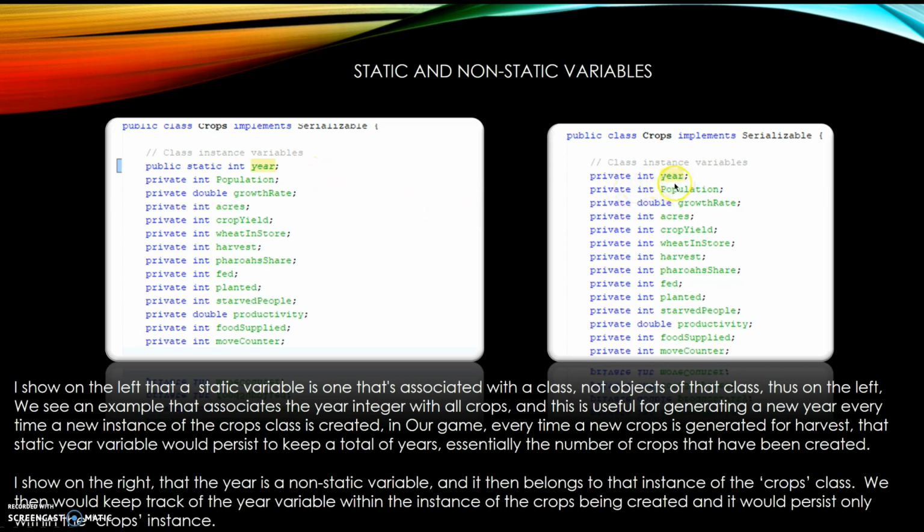On the right, we have a private int year that belongs to the instance of the crop. So every time we instantiate or create an instance of crops, that year variable belongs to that individual instance of the crops. That basically is the difference between the static and non-static. The non-static belongs to the instance of the crops, and the static belongs to the crops class itself, outside and above, beyond any instances of the crops that have been created.